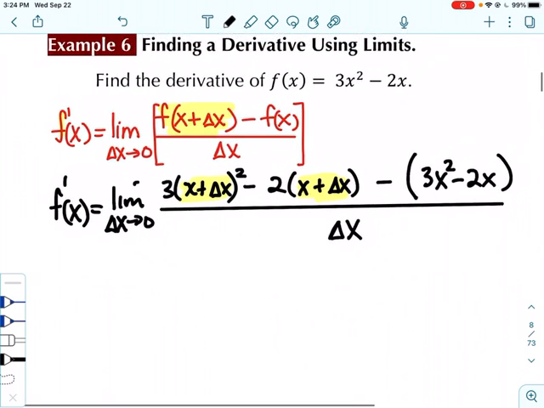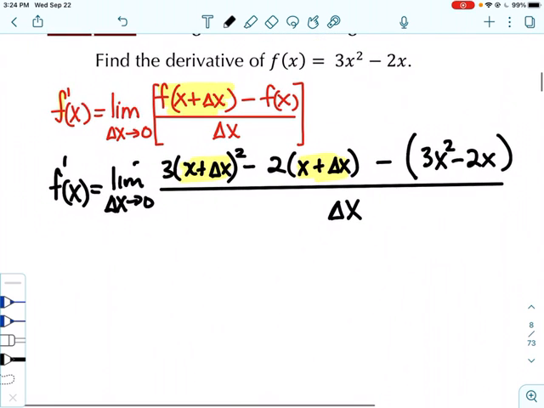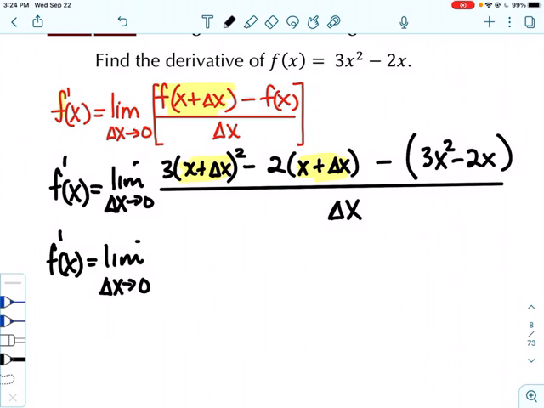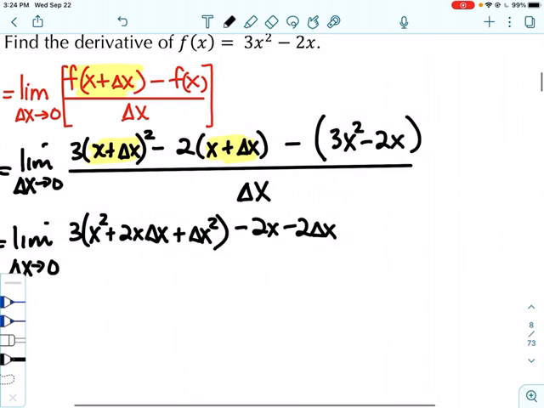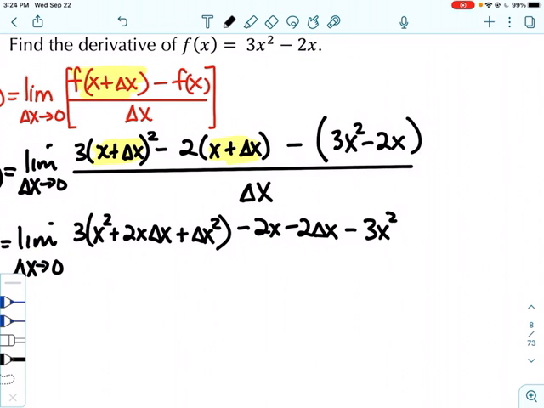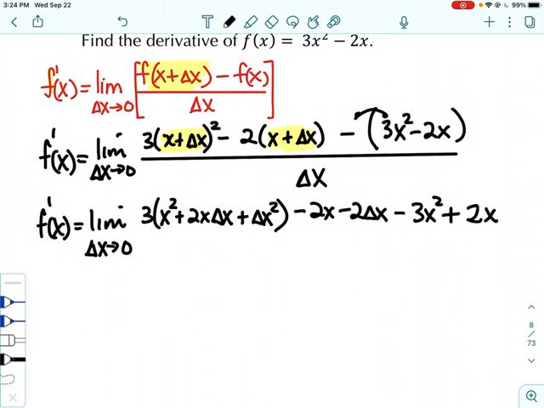Okay, so now I can simplify. So I get f prime of x. I'm going to do it all in line. The limit as delta x approaches 0. So I get 3 times x squared plus 2x delta x plus delta x squared, minus 2x minus 2 delta x, and then minus 3x squared plus 2x. Okay, distributing the negative sign here and here.